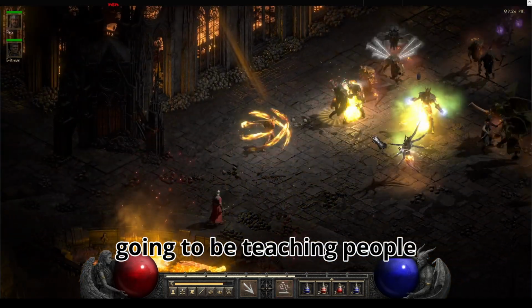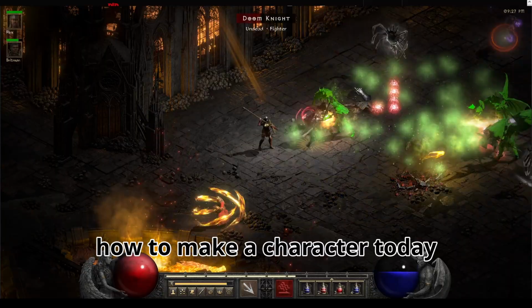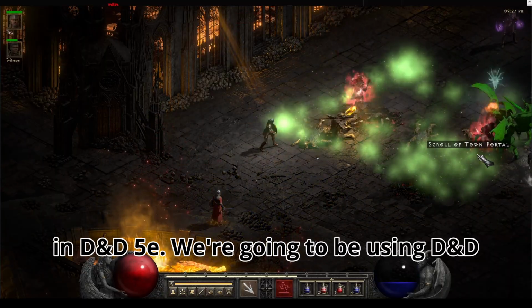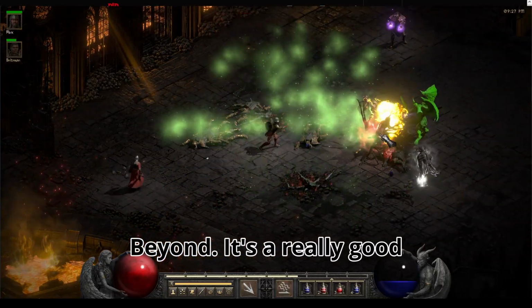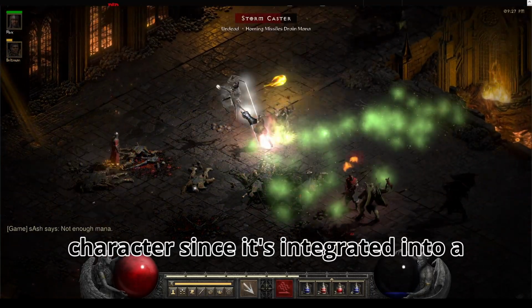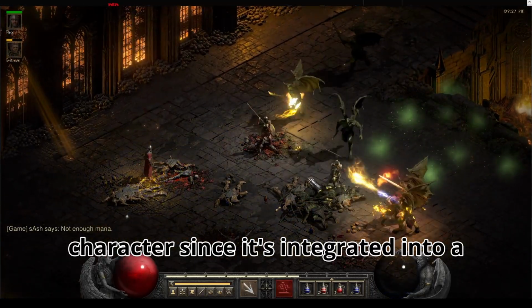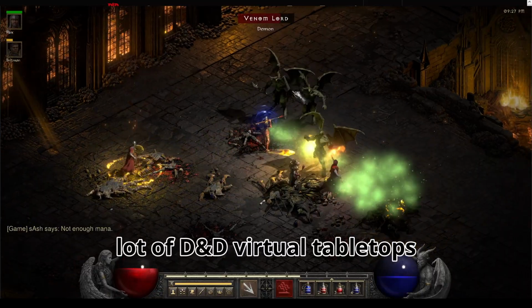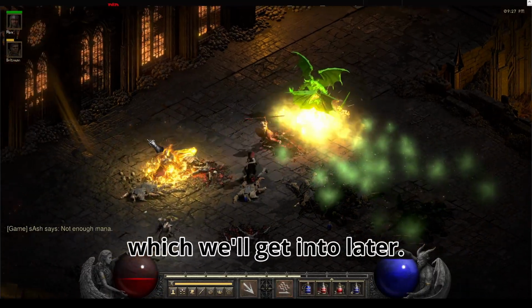I'm going to be teaching people how to make a character today in D&D 5e. We're going to be using D&D Beyond. It's a really good resource for making a D&D character since it's integrated into a lot of D&D virtual tabletops, which we'll get into later.